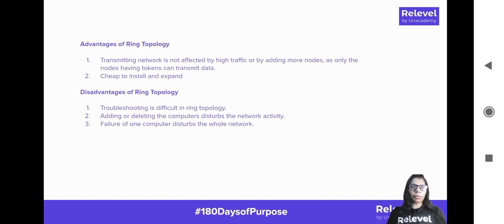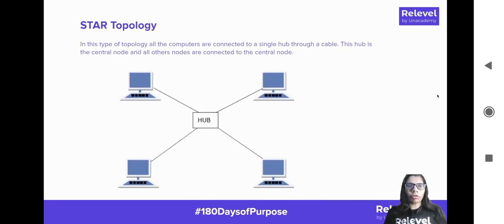So I hope ring topology is clear to you, how the data is traversed and what the advantages as well as disadvantages of this network topology are. Now let's move forward to the next topology, that is star topology.